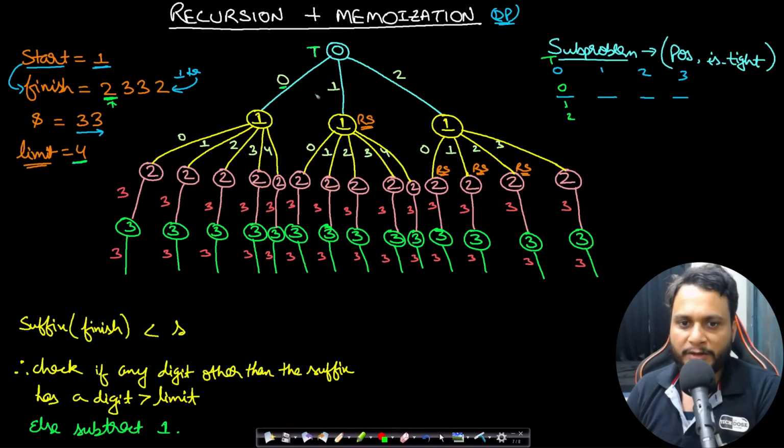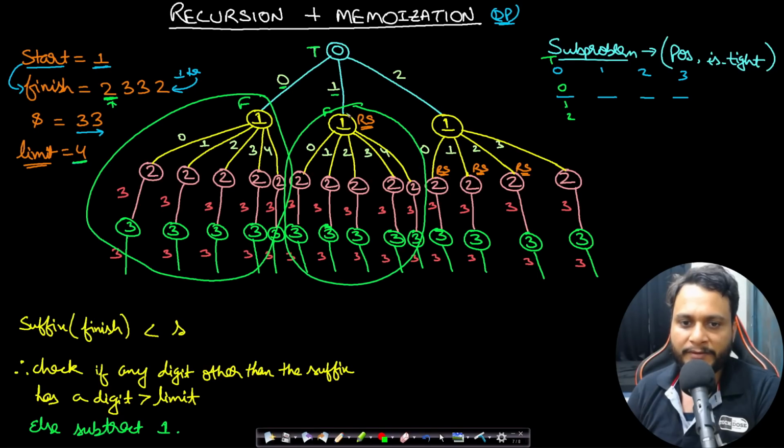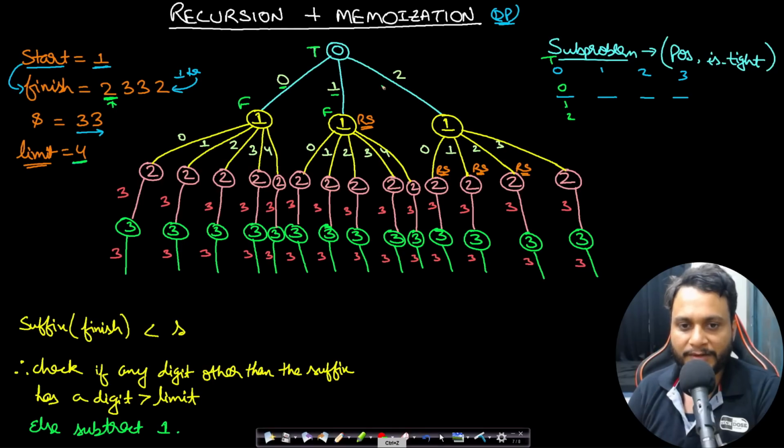Now if you pick either 0 or 1, the tightness value is going to be false, and as soon as tightness is false, the entire subtree will never have tightness value true again. It will always be false, because a significant digit became lower than your finish number, which means it is never going to exceed that number. So these two subtrees will always have tightness value false, and hence I will not be writing it again. So let's say that you place a 0 here.